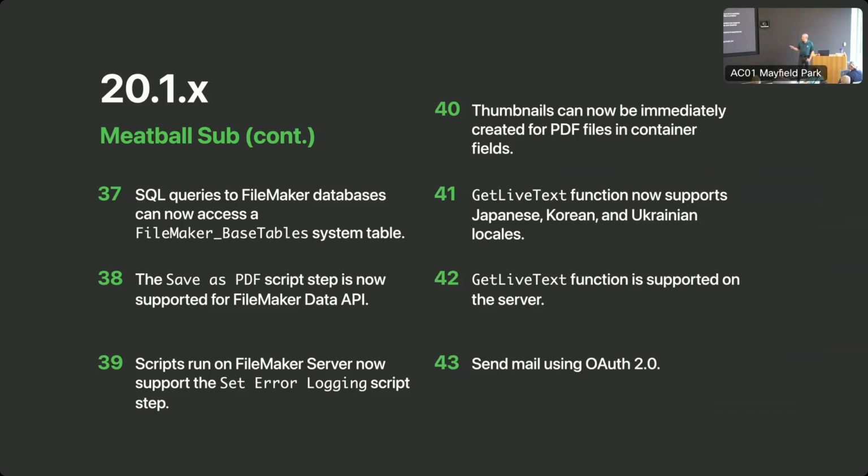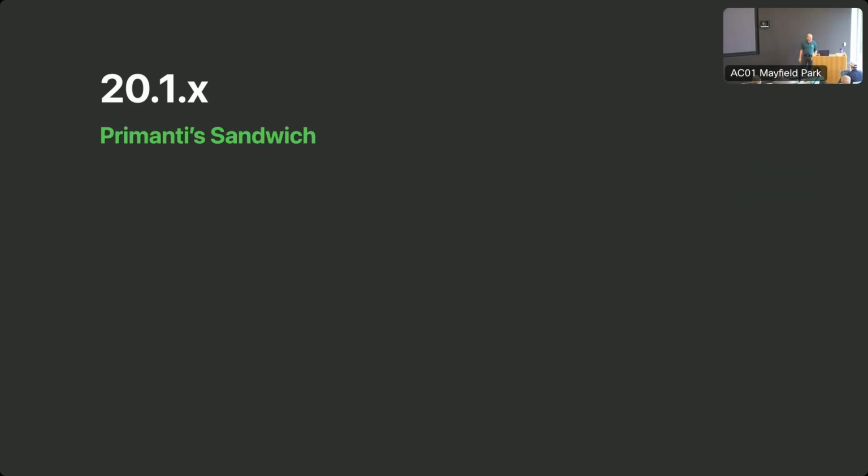And then the last one, which may be a big one for many of you, is that you can send mail using OAuth 2.0 authentication. So if you have systems where that is important, you now have the option to send it. All right, so now on to the Permane sandwich ones.